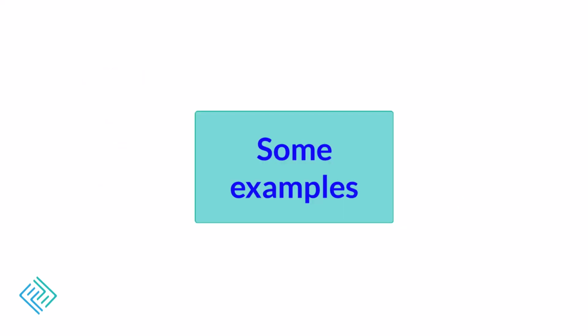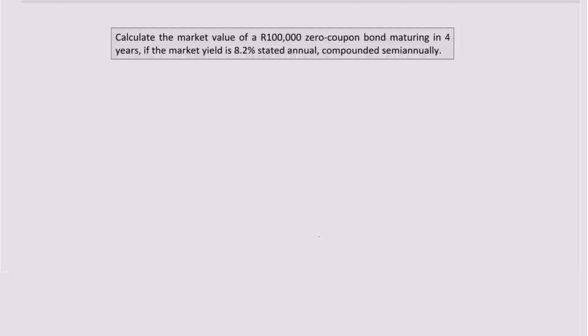Finally, a couple of short examples. Here, you are asked to calculate the market value of a zero coupon bond with a face value of 100,000 Rand. The bond matures 4 years from today, and its market yield is 8.2% stated annual compounded semi-annually. The rate supplied for this bond is compounded semi-annually, which means, of course, twice per year, so the timeline must be marked up in 6-month periods. Therefore, there are 8 periods between T0 and maturity date, not 4 years.